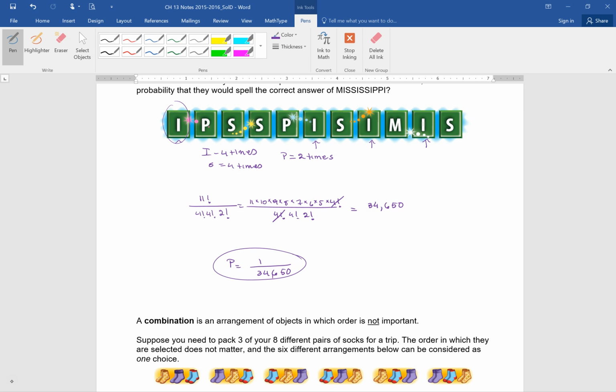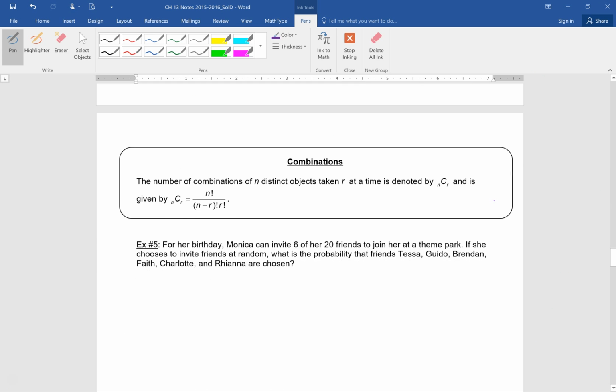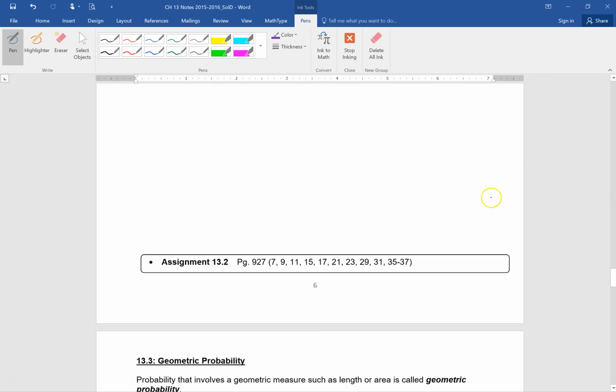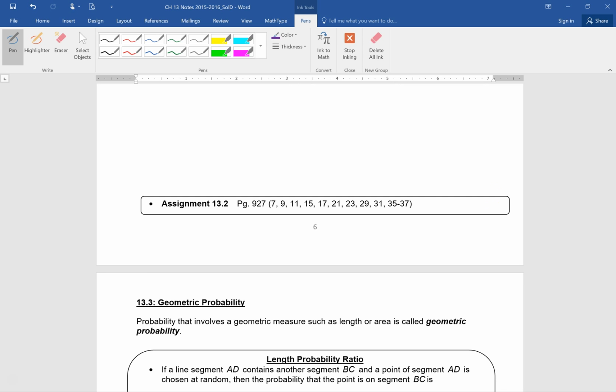So this is where I'm going to stop. Your homework for next time will be all of section 1, and just these 3 from section 2. All right?